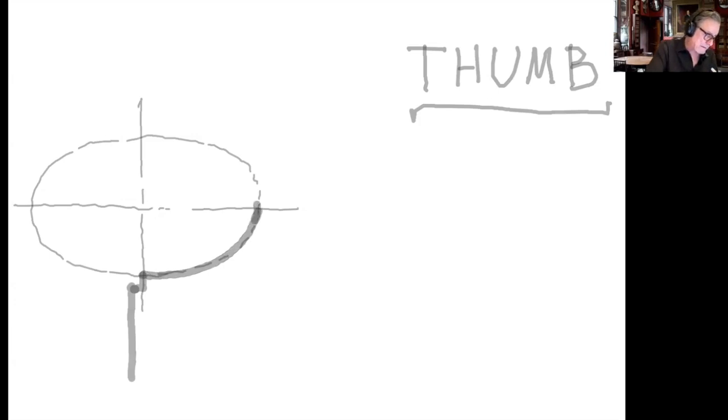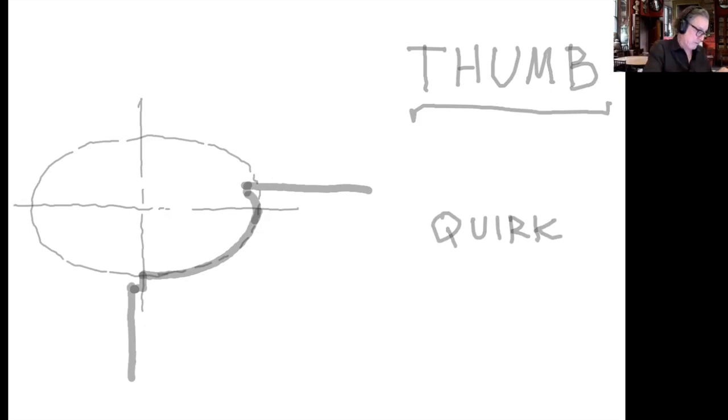Sometimes we'll add a little extension here, like that. And that's called a quirk. It's a funny name, but it's called a quirk. And so this then that I just drew, I would call a quirked ovolo, or a quirked thumb rather.